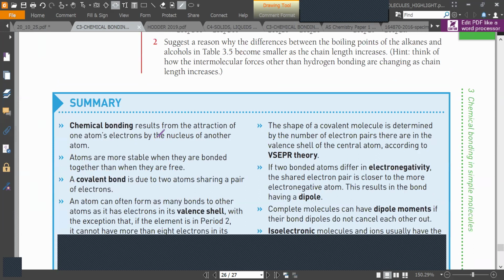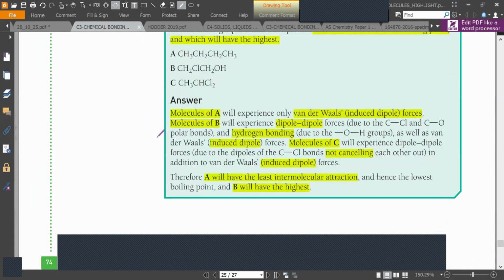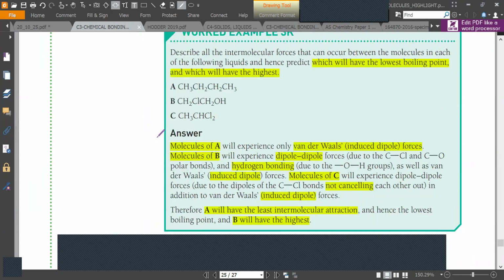So basically, it's done for this part. Let's take a quick look at this example. It will help us to understand. We have three molecules here. Which one will have the lowest boiling point, and which one will have the highest?